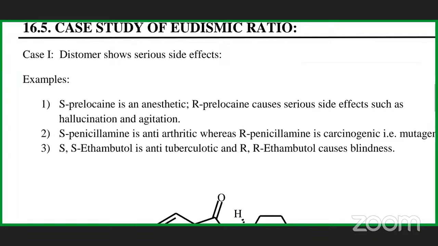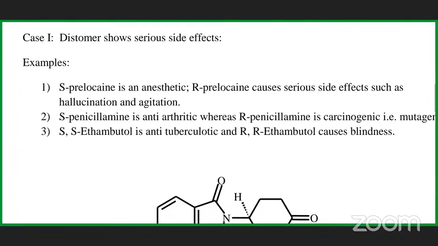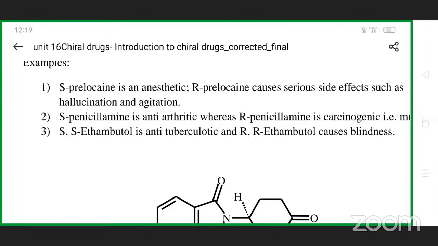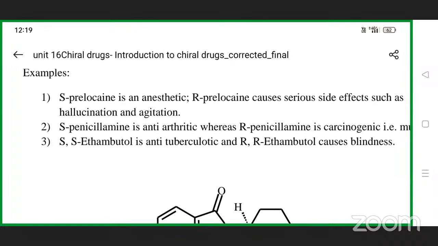And what are the side effects you will observe here? Hallucination and agitation. Hallucination, you know, is some kind of unconsciousness, and agitation is some disturbance in the CNS that you can observe. So this particular drug should not be taken as the racemic form. And one more example under this eudismic ratio is penicillamine.